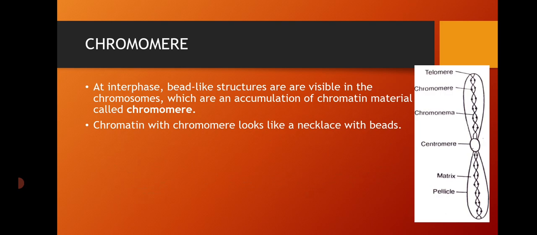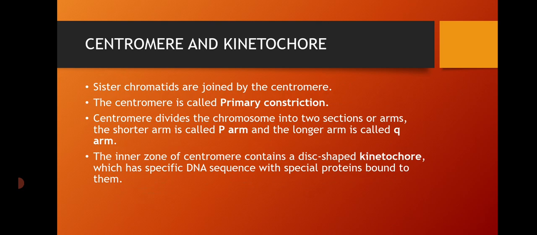The next part of the chromosome is the chromomere. At interphase, bead-like structures are visible in the chromosome, which are accumulations of chromatin material called chromomeres. Chromatin within the chromosomes looks like a necklace with beads. The next one is the centromere and kinetochore.